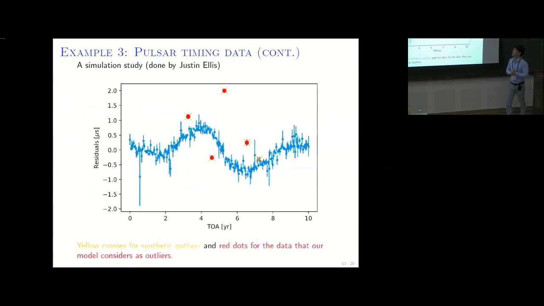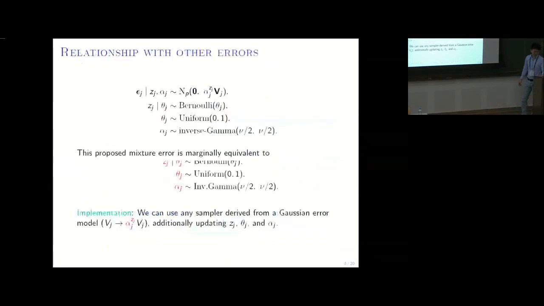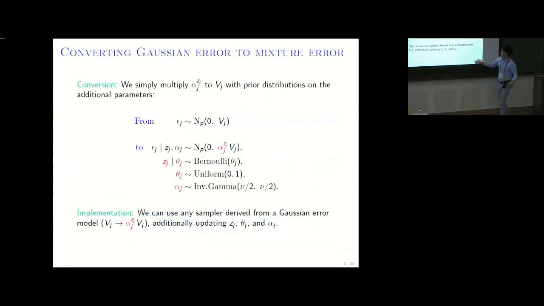So here is the example of a simulation study. Actually, our collaboration is quite interesting. As I told you, what I needed to know was his sampler. If I know his sampler, then I can just build an add-on to convert his Gaussian error model into a mixture error model.